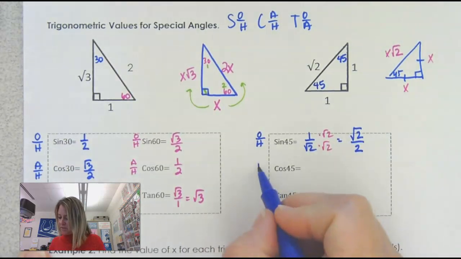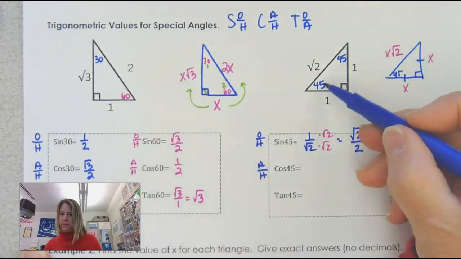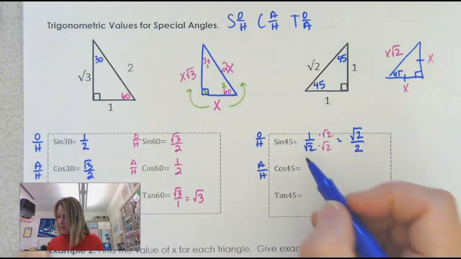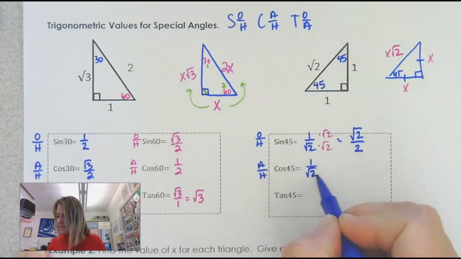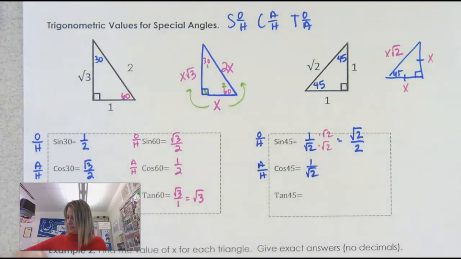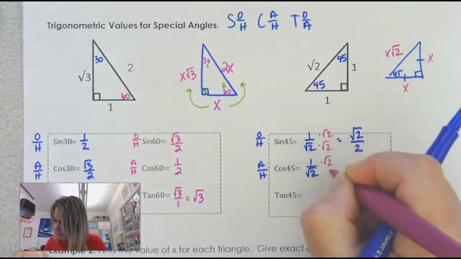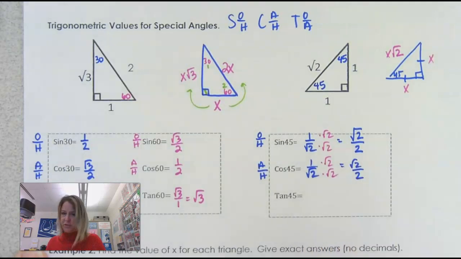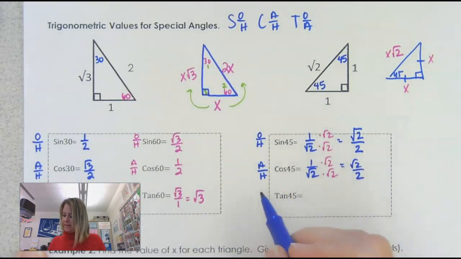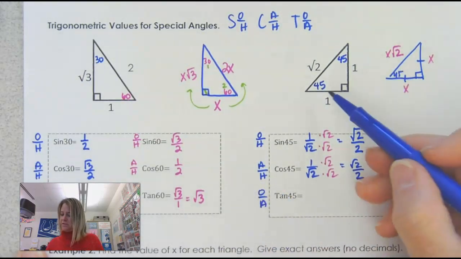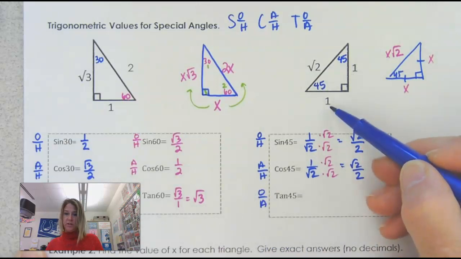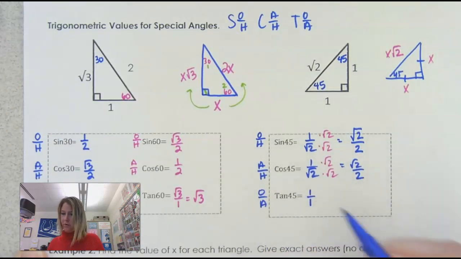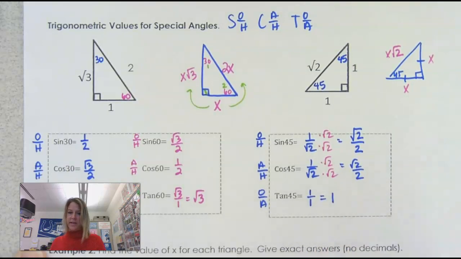All right, cosine's adjacent over hypotenuse. So if I take a look here, my adjacent side is 1, the hypotenuse is radical 2. We're going to get the exact same thing we just did. So multiply by radical 2, and I get another radical 2 over 2. Finally, tangent's opposite over adjacent, so the opposite side is 1. The adjacent side is 1, so that's 1 over 1, which is just a 1.